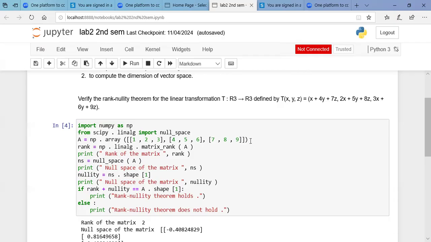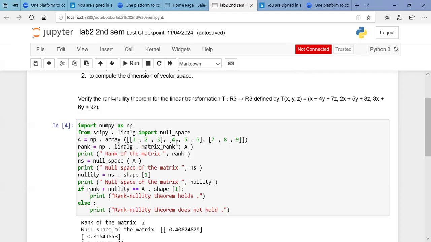The rank nullity theorem is nothing but that the dimension of V must be equal to the rank of T plus the nullity of T. For the given transformation, the sum of the rank of the transformation matrix and the nullity of the transformation matrix must be equal to the dimension of V. So to find the rank and nullity, we will convert that transformation into a matrix form.